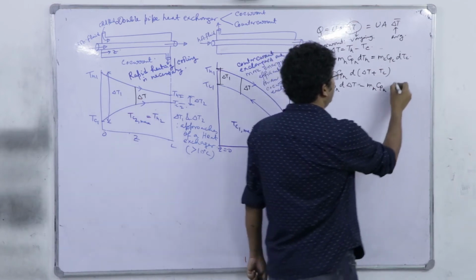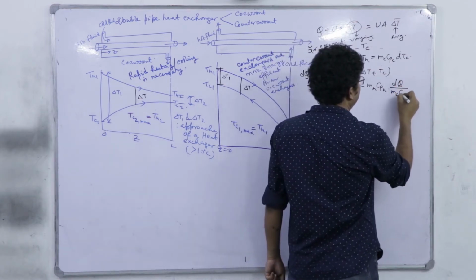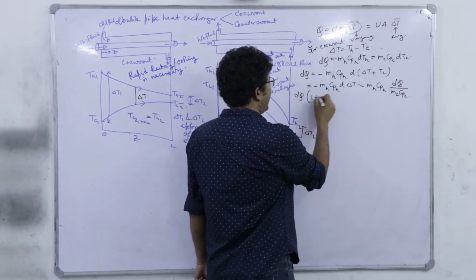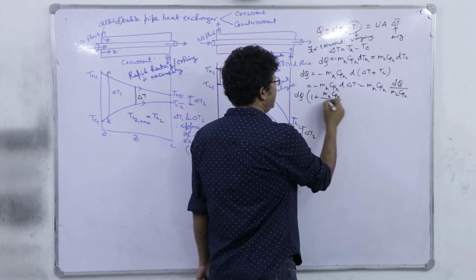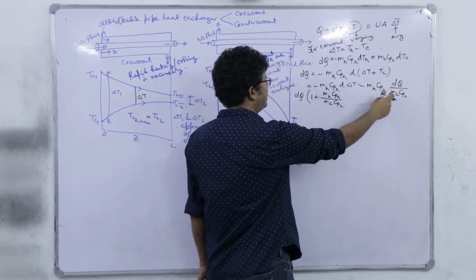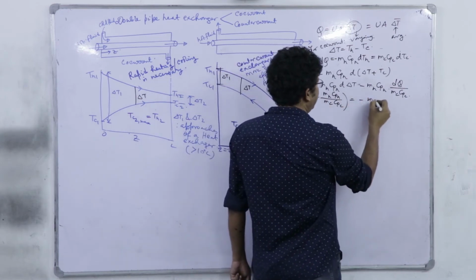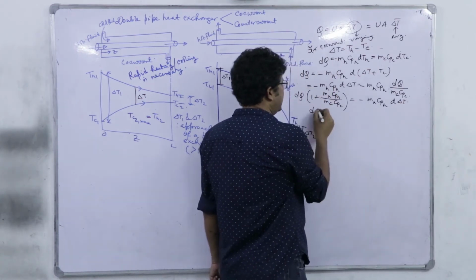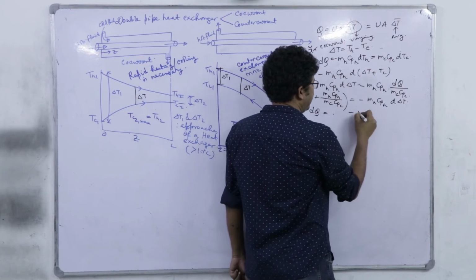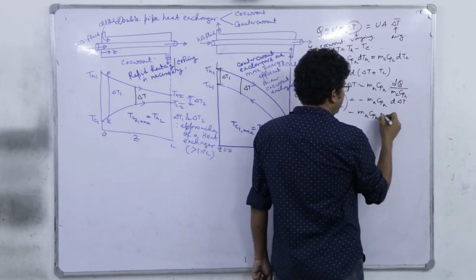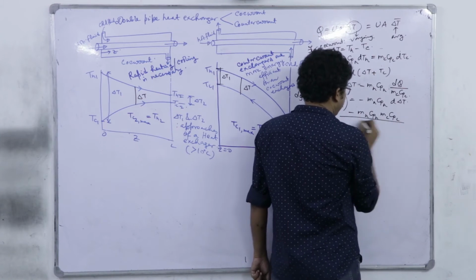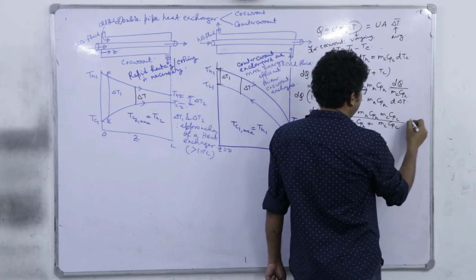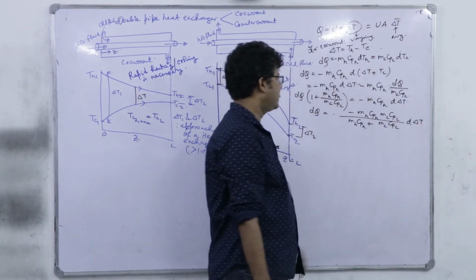Now dTC is equal to dQ divided by mC CPC, right? So dQ into 1 plus mH CPH divided by mC CPC, upon switching this term to the left hand side, is minus mH CPH into d of delta T, right? So dQ we get as mH CPH mC CPC divided by mH CPH plus mC CPC into d of delta T. Done?